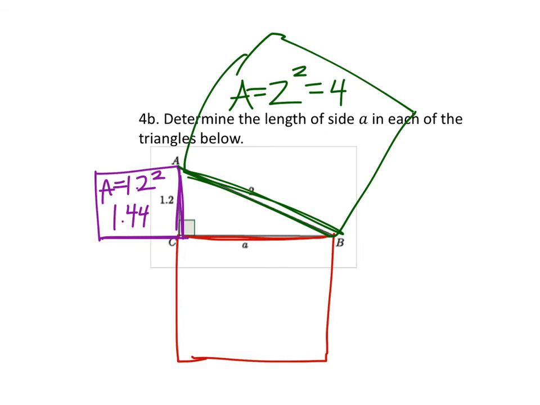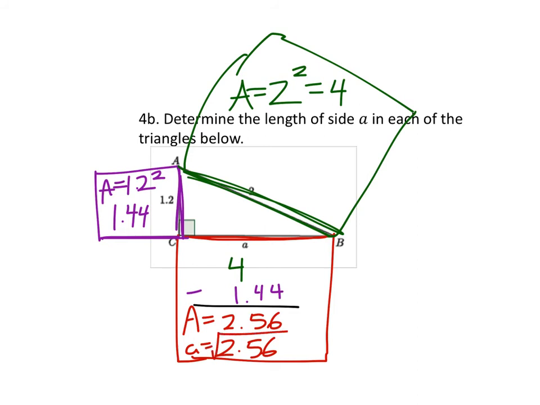So the area of that red square, which is a leg square, we're going to take the area of the hypotenuse square, and we're going to subtract the area of the other leg square. And when we do that, it looks like we get 2.56. So that's the area of this red square, but we want the side length. So I'm going to take that 2.56 and square root it, which turns out to be 1.6. And that would be our final answer for this one.